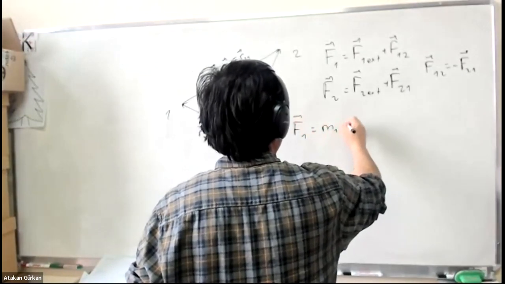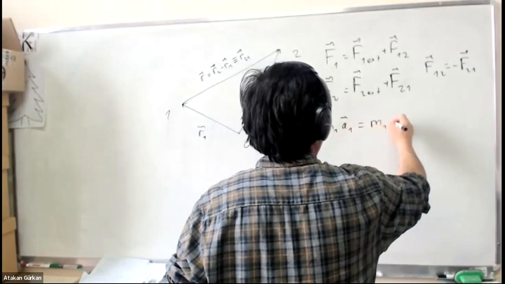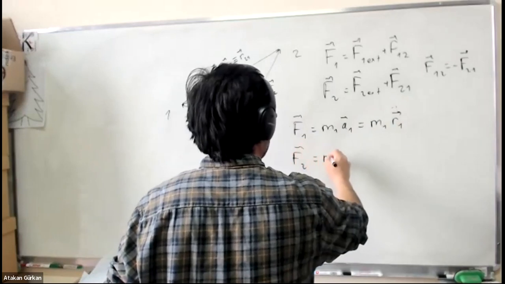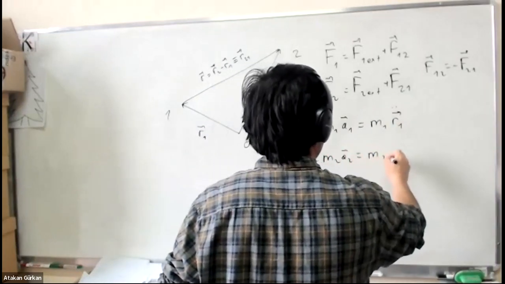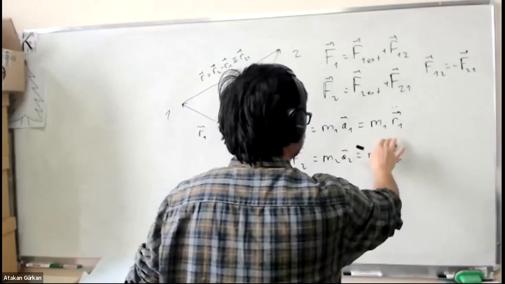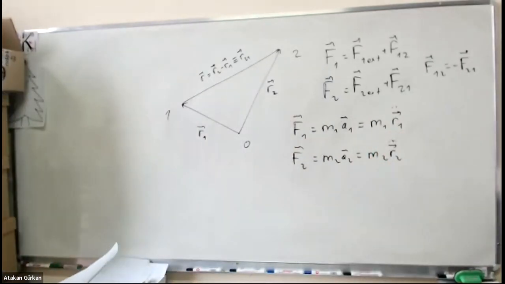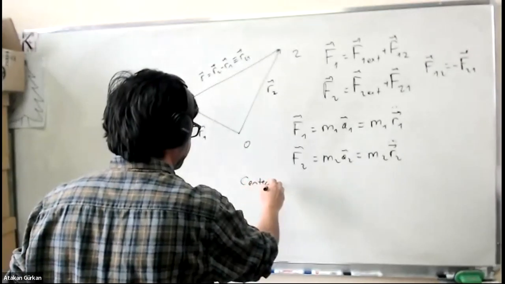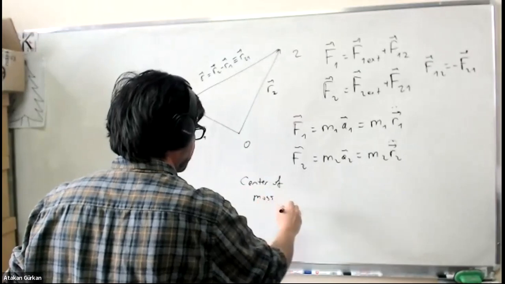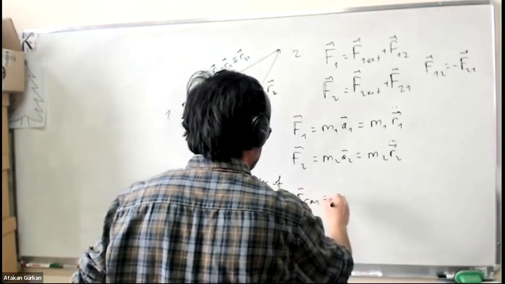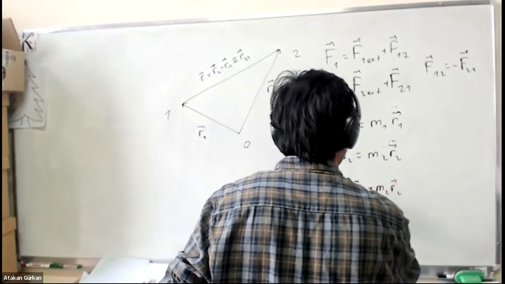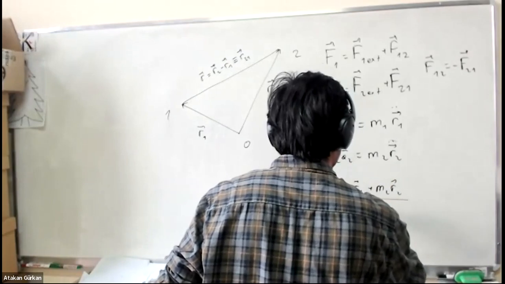Now F1 is M1 A1, which is of course M1 R1 double dot, and likewise F2 is M2 A2, which is M2 R2 double dot. This is stuff you presumably know already. Now I'm going to define the center of mass. So the center of mass is going to be M1 R1 plus M2 R2 over M1 plus M2.